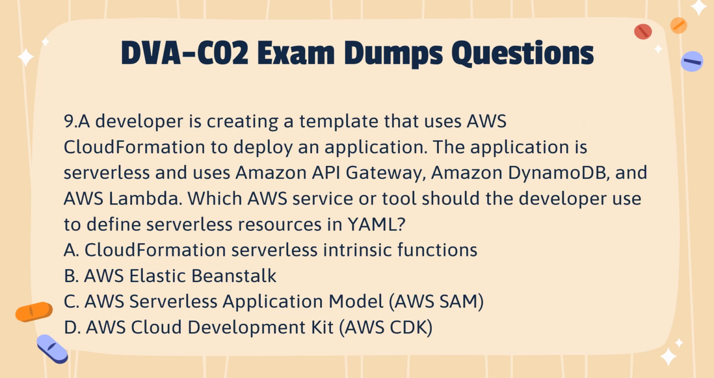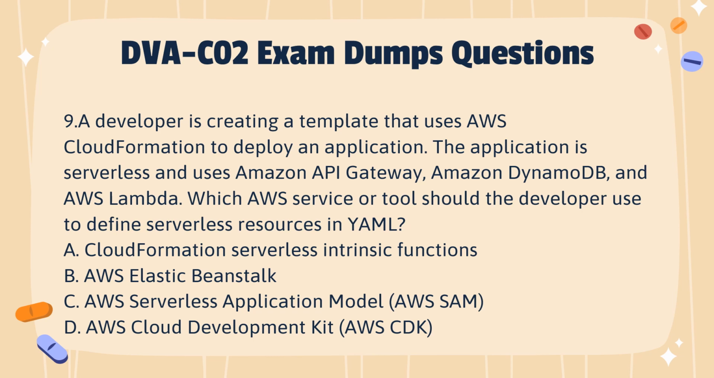9. A developer is creating a template that uses AWS CloudFormation to deploy an application. The application is serverless and uses Amazon API Gateway, Amazon DynamoDB, and AWS Lambda. Which AWS service or tool should the developer use to define serverless resources in YAML? A. CloudFormation serverless intrinsic functions. B. AWS Elastic Beanstalk. C. AWS Serverless Application Model (AWS SAM). D. AWS Cloud Development Kit (AWS CDK).